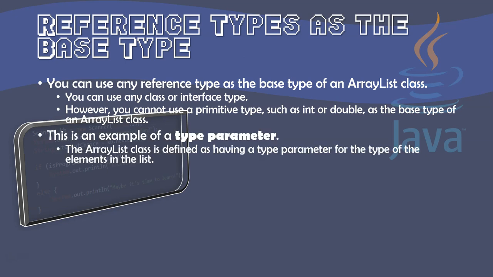And those things that we're passing in are, of course, our type parameters. The ArrayList class is defined as having a type parameter for the type of the elements in the list. So if it's a String ArrayList, then those types would be strings.